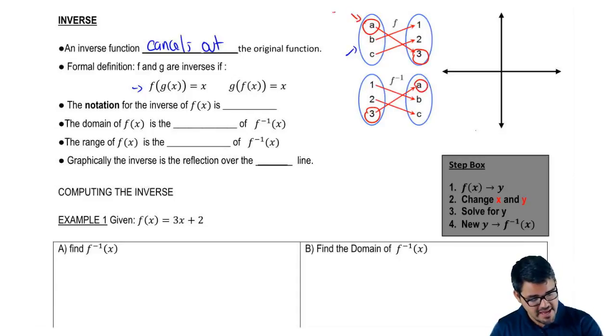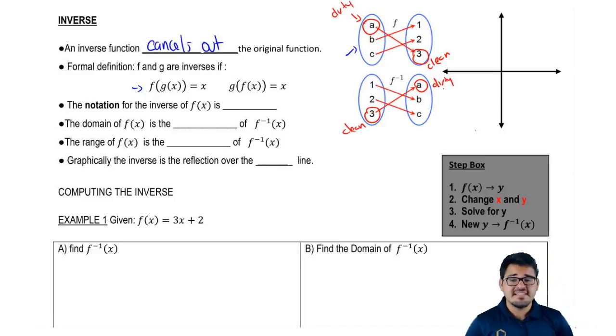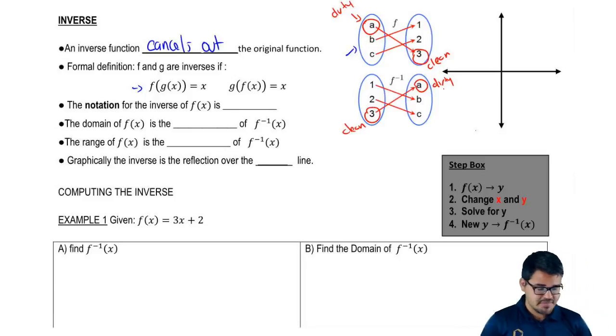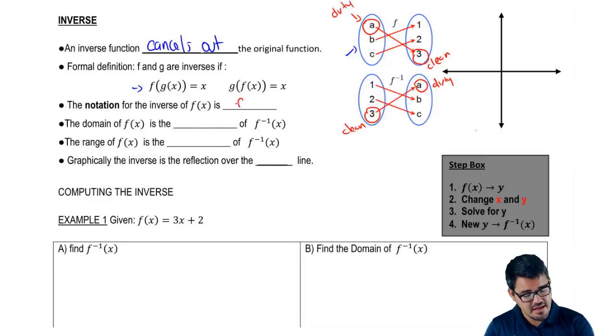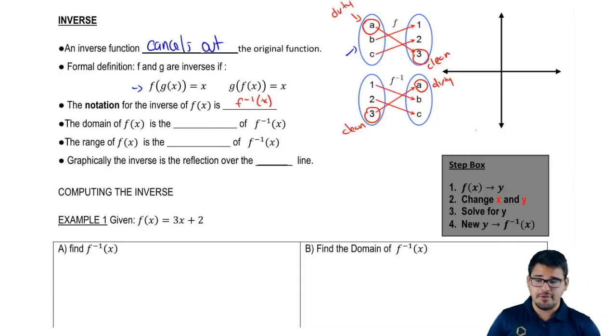We're just going to say A is dirty, and this is clean. Then we input clean and we get dirty. So that's the idea of an inverse function. Now here we have the notation for the inverse function, f to the negative 1 of x. This is not 1 over the function, it is f to the negative 1.